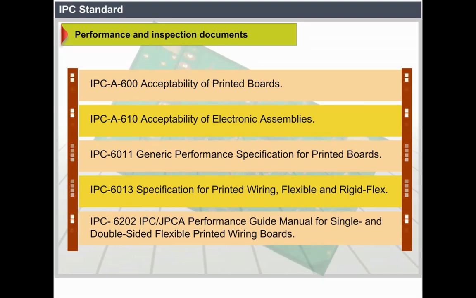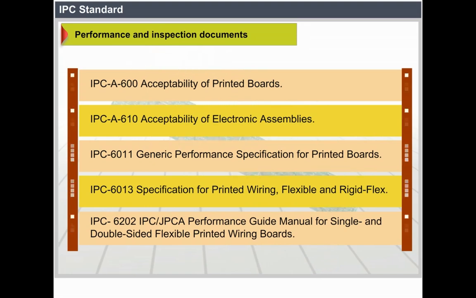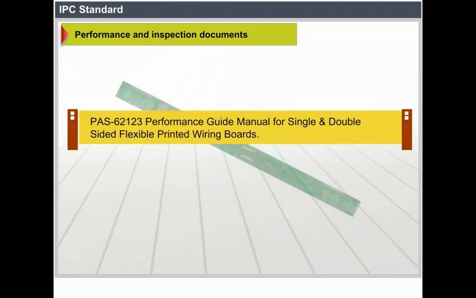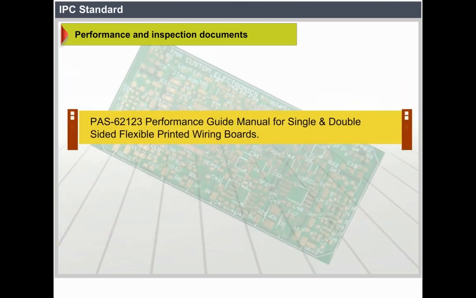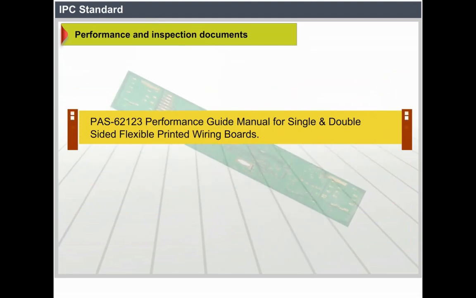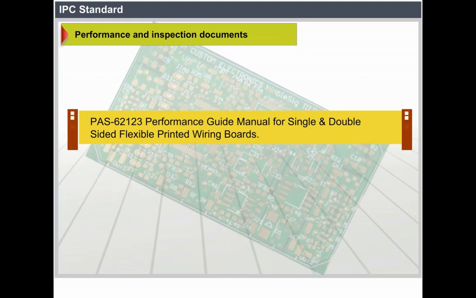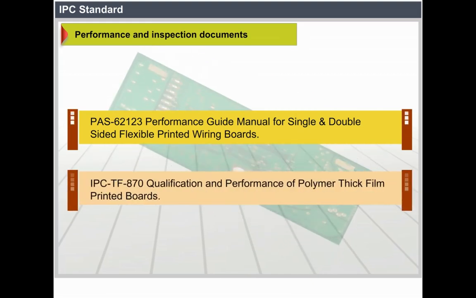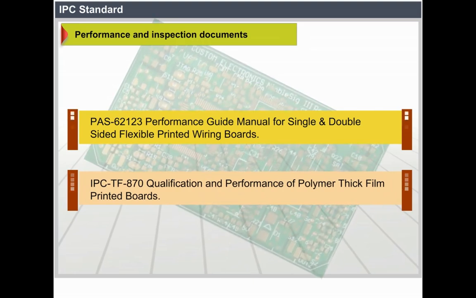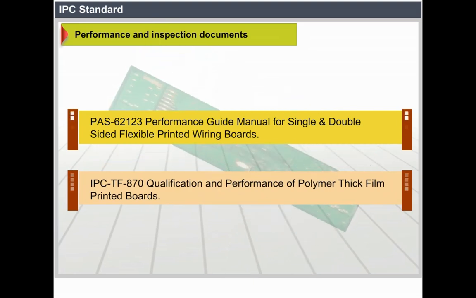IPC/JPCA Performance Guide Manual for Single and Double-Sided Flexible Printed Wiring Boards. PAS 62123 Performance Guide Manual for Single and Double-Sided Flexible Printed Wiring Boards. IPC TF 870 Qualification and Performance of Polymer Thick Film Printed Boards.